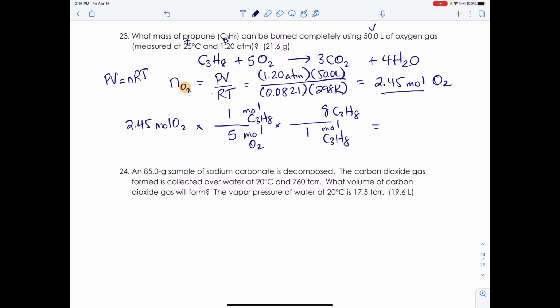using a periodic table, the molar mass of propane is 3 times carbon, so 3 times 12.01, plus 8 hydrogens, so 8 times 1.01, gives me a molar mass of 44.11 grams. So 2.45 moles divided by 5 times 44.11 tells me that I can burn 21.6 grams of propane using that oxygen gas. All right, so there's a stoichiometry problem where we first did an ideal gas law problem, then we followed it up with unit multipliers in stoichiometry.